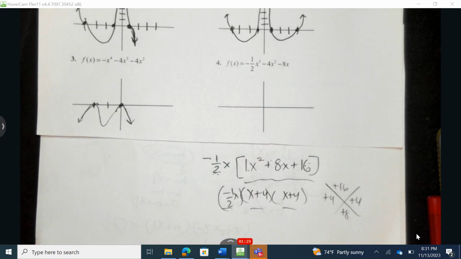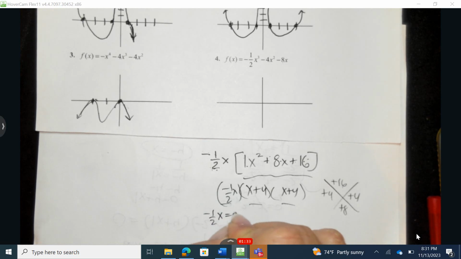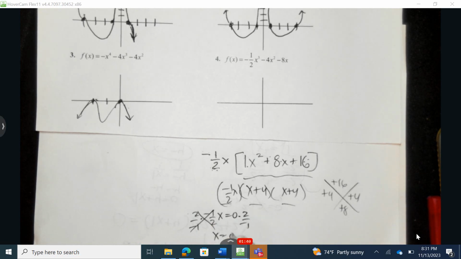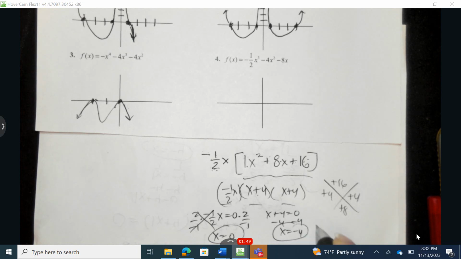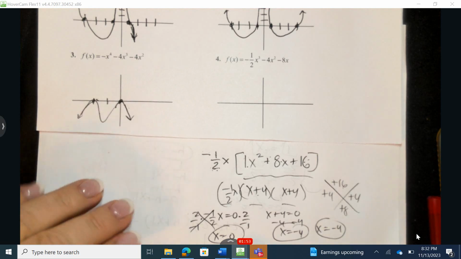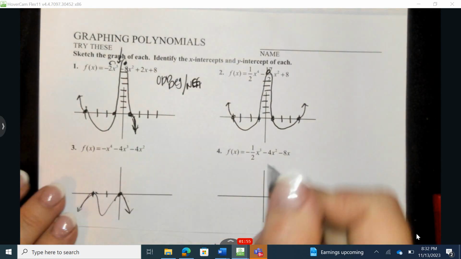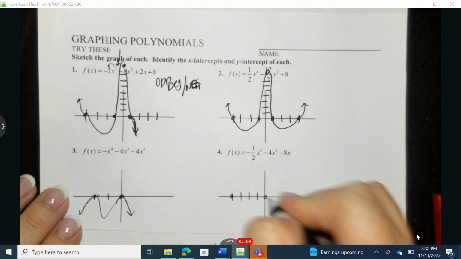I'm going to set each one of these equal to 0, and I'm going to solve. Negative 1/2 x equals 0, so I'm going to multiply by the reciprocal. And x still just equals 0. Setting each one of these equal to 0, and I don't need to write it twice, I get an answer of x equals negative 4 twice. So I have a double at negative 4 and a single multiplicity at 0. 1, 2, 3, 4. I have a double here and a single at 0.